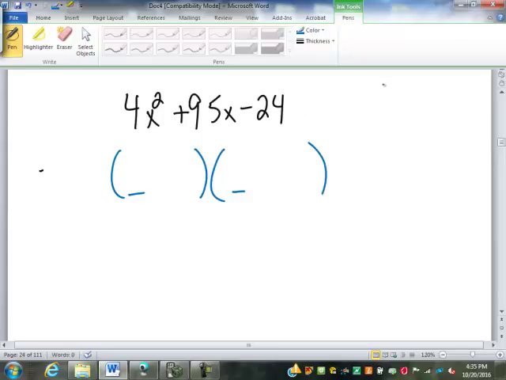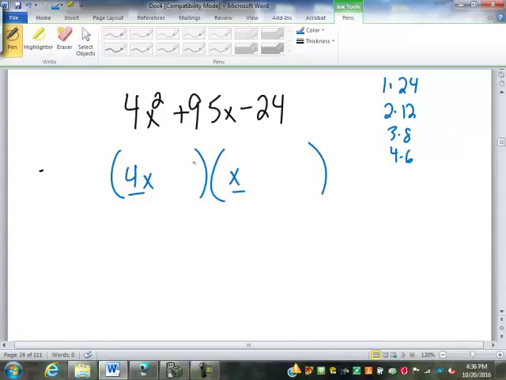All the different combinations of 24, you got 1 and 24, 2 and 12, 3 and 8, 4 and 6. If I use 2x and 2x, none of them is going to give me the 95x. One has to be negative and one has to be positive, as you can see. So what we have to use is 4x times x. That'll still give me 4x squared.